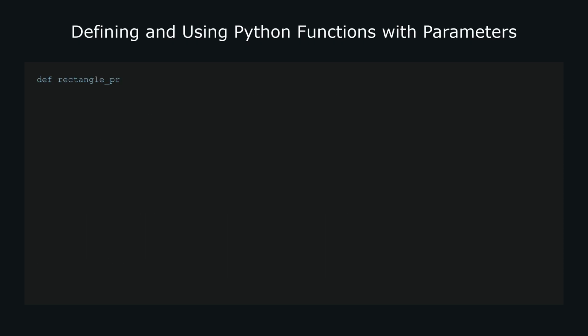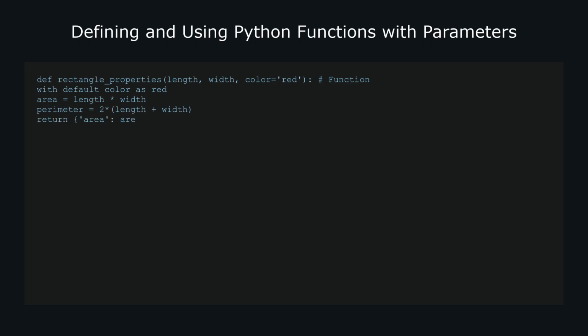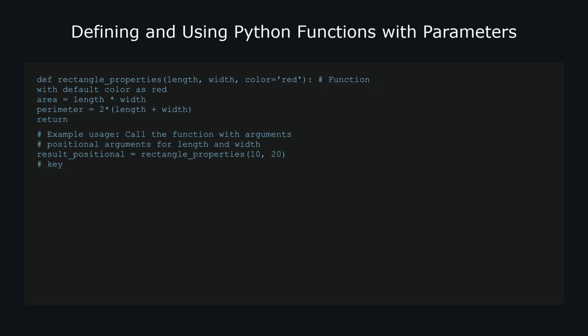To define a function in Python, you use the def keyword followed by the name of the function and its parameters. For example, def greet(name). Inside the function body, you can include any number of statements to perform your desired operations. When calling a function with positional arguments, place them in order as specified in the function definition. With keyword arguments, specify each value after the argument name.